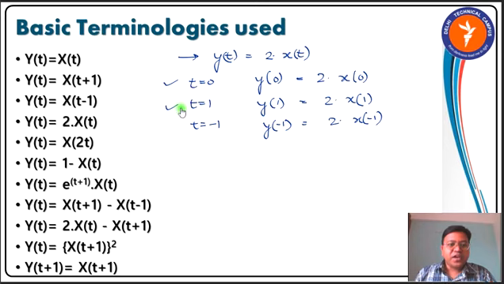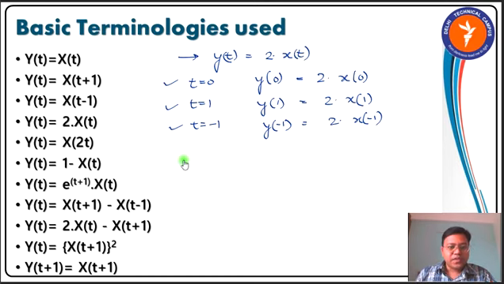Similarly, when we consider the reference instant to be t equal to 0, then the present output again is dependent upon present input. And when we consider the reference instant at t equal to minus 1, then present output will be again depending upon present input. Hence, this equation is saying that present output is dependent on present input.